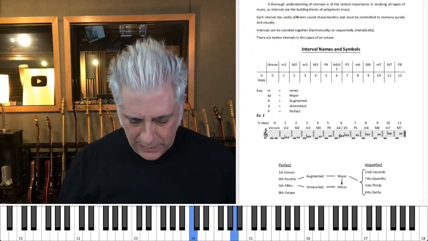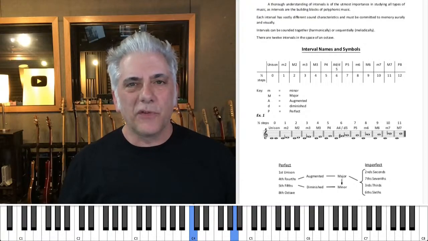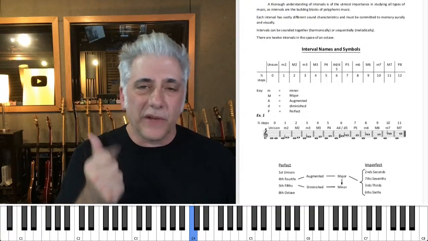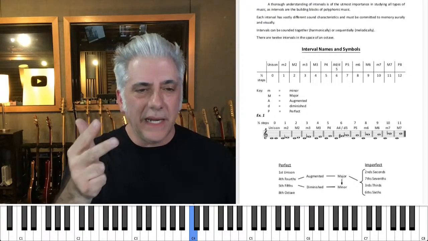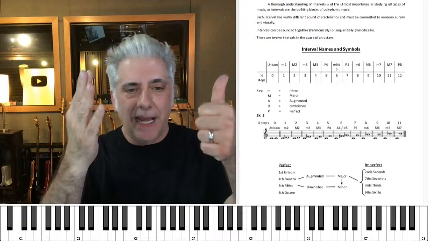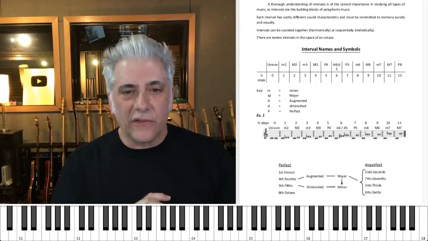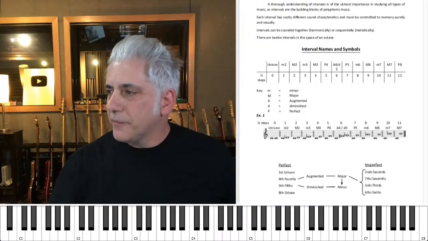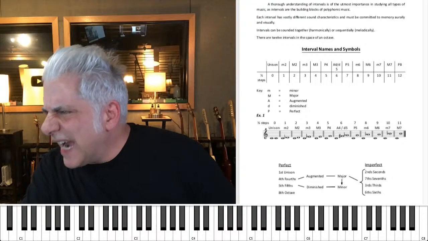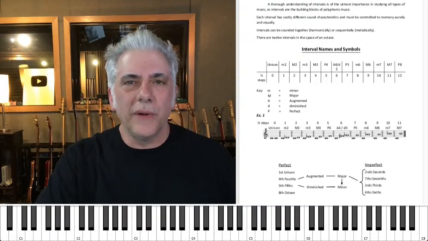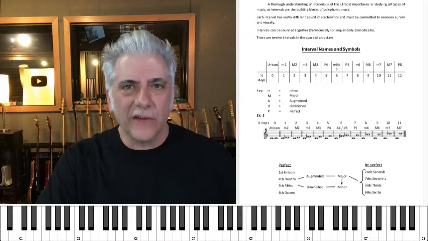If you count the letter names spanned, C, D, you always count the tonic, the lower note, C, D, E, F, G, A. There are 6 letter names spanned, so it's some type of 6th. You come over here and count the half steps: there are 9 half steps spanned, so it is a major 6th interval.